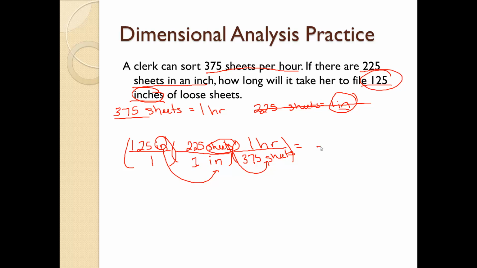I hope this helps you get an introduction to dimensional analysis because this is going to be a very important part of your scientific career in your courses.